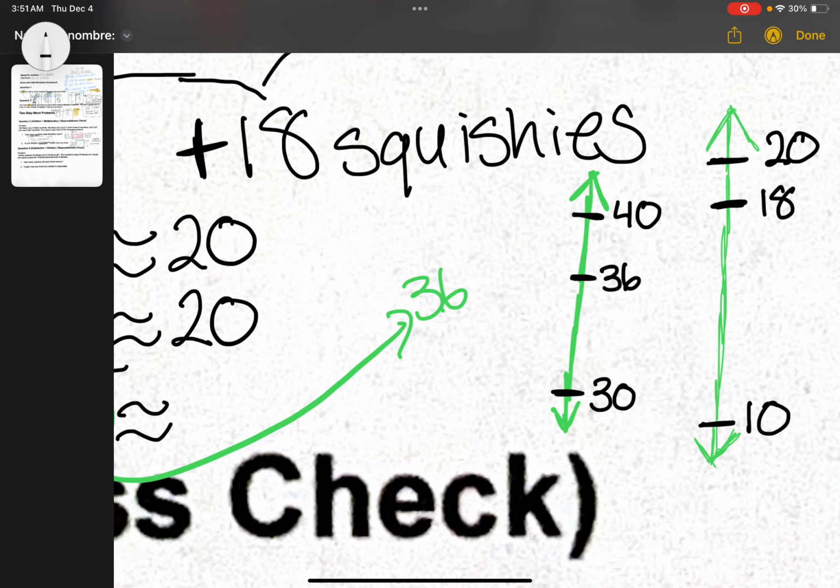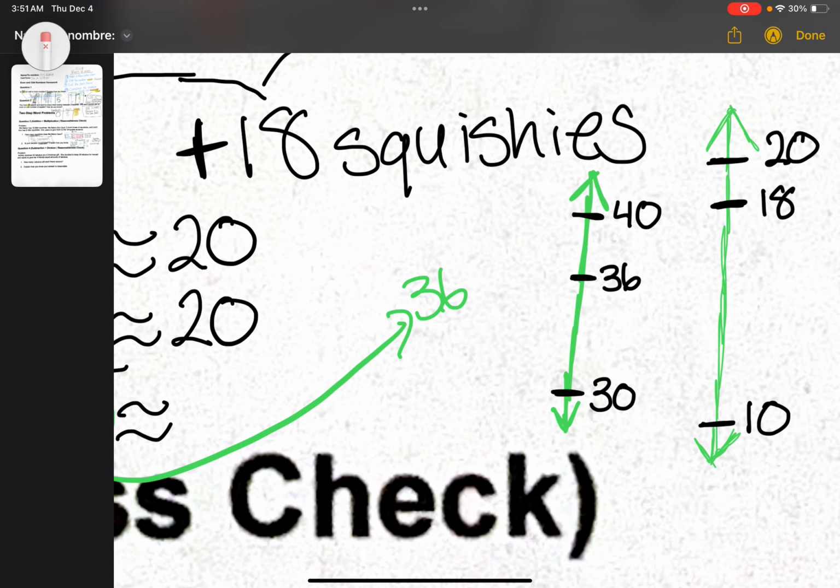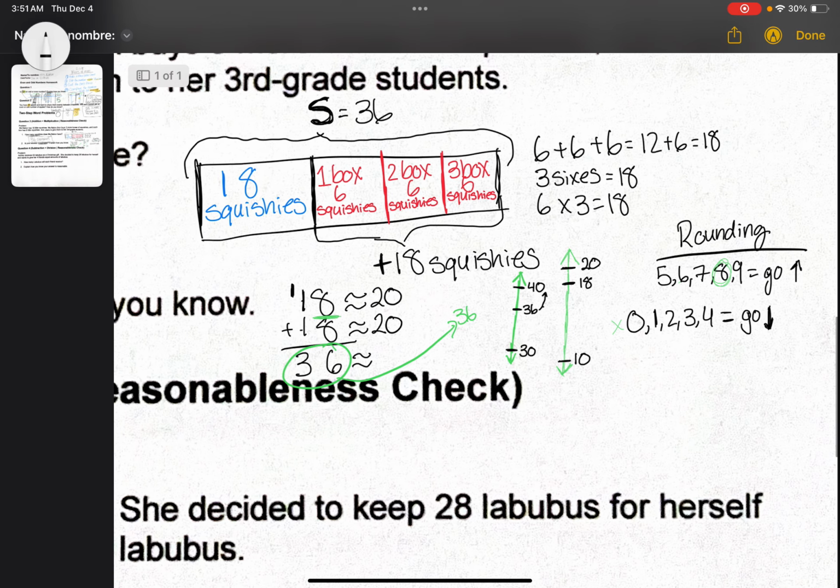Now, look at this beautiful little line I made earlier. Say it's beautiful, thank you. Now, is 36 closer to 40 or 30? It looks closer to 40 to me. And based on our rounding rules, if you have 6, we're rounding up. So that means 36 rounded is 40.